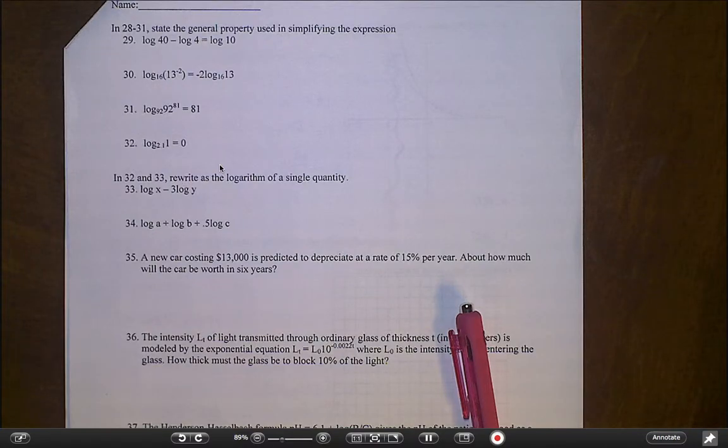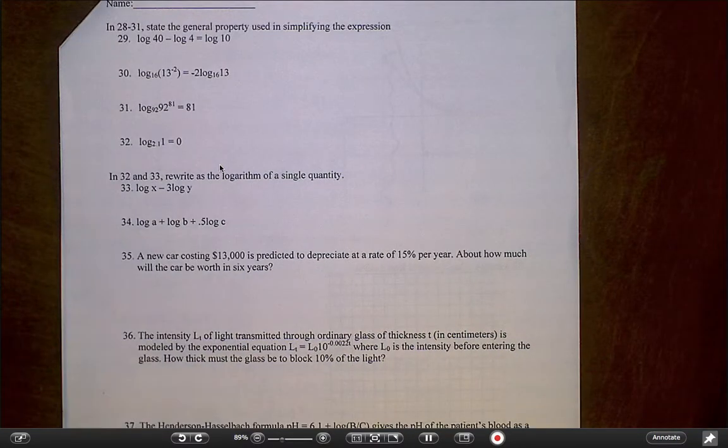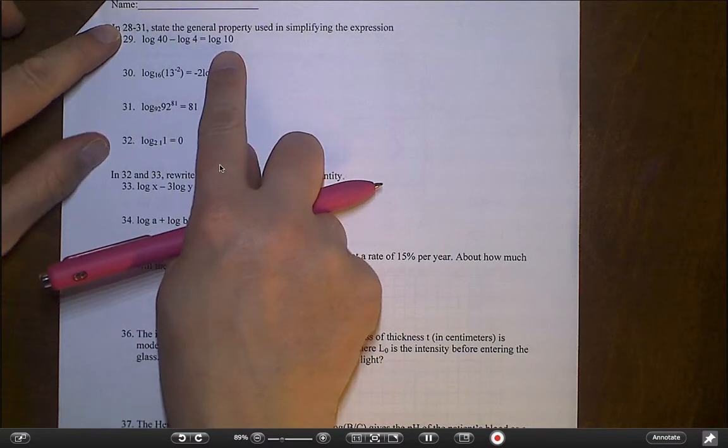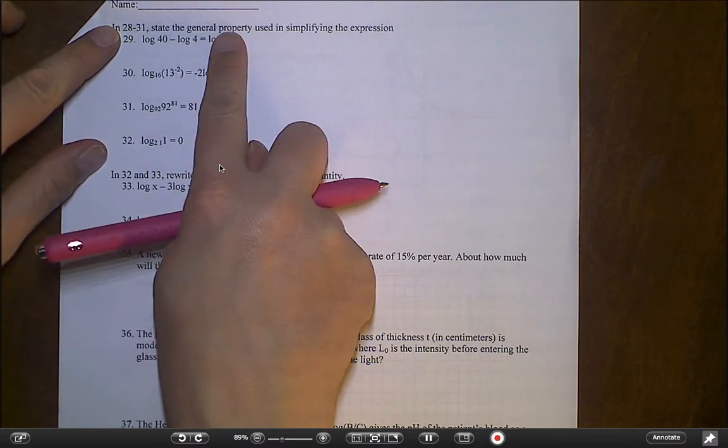Hi everyone, this is the third page of the Chapter 9 test review on logs and exponential functions. This one kicks off with these questions where it gives you an expression that's been simplified and then wants to know the name of the property used.